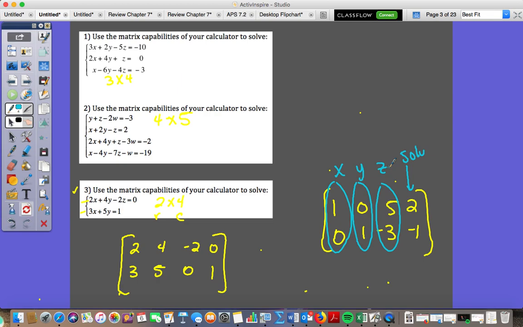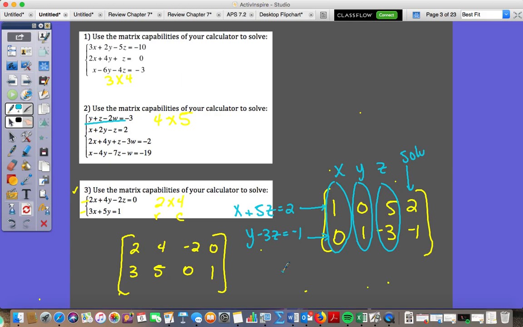Notice on number 2, for instance on this, there is no x. So we would actually start this with a 0. If it doesn't have that, then it would not have that specific coefficient for that variable. So the first equation over here would be 1x plus 5z equals 2. So that's the first one. The second one would be 0x plus 1y, so y, minus 3z equals negative 1.